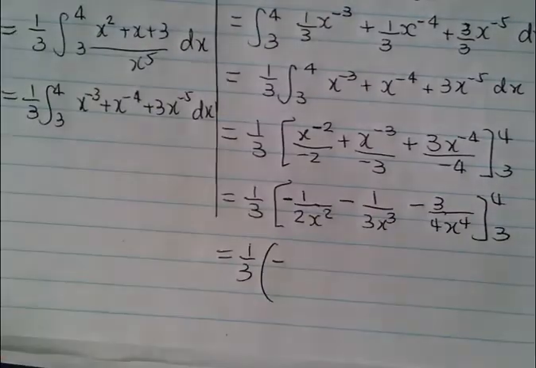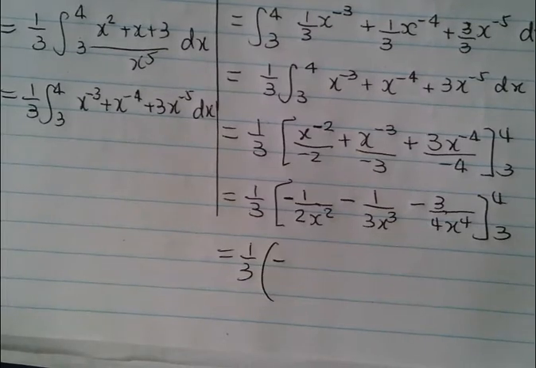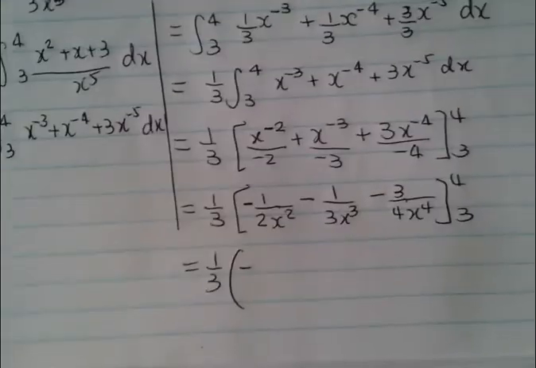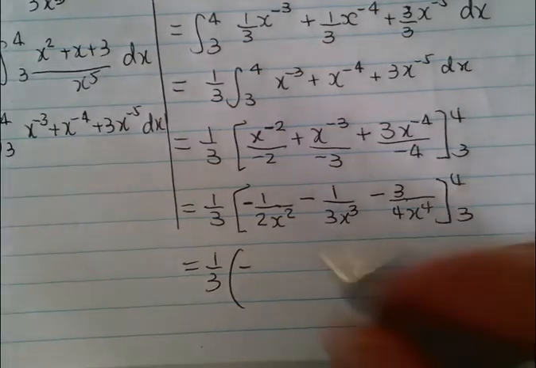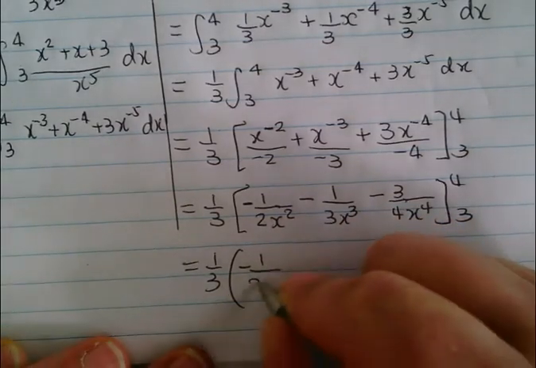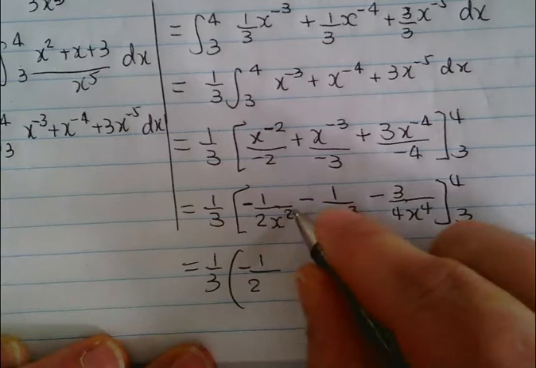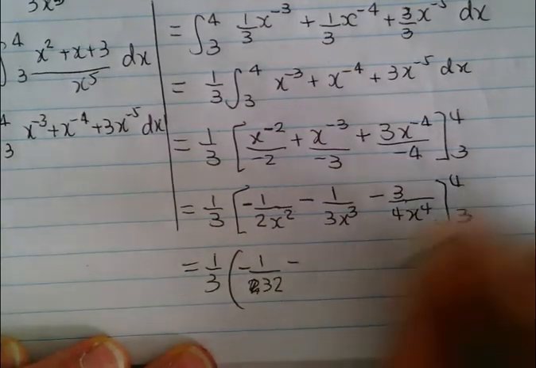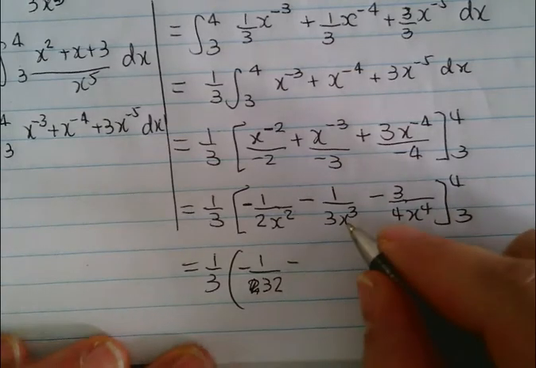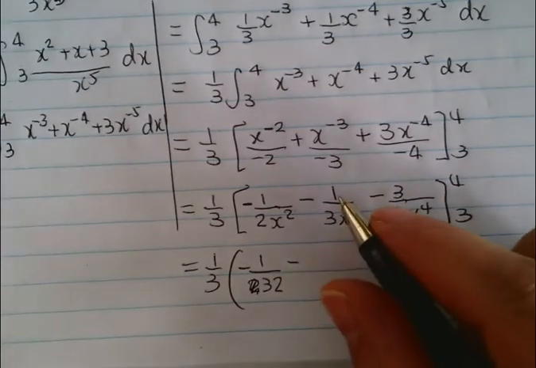This is where you don't pull your calculator out straight away. Can you see what I've done? I don't want to be substituting with x to the negative 2, x to the negative 3. You bring it down to normal powers. Substitute in 4. Negative 1 over 2. Actually, isn't that going to be 16? 32 minus 4 cubed is 64 times 3.